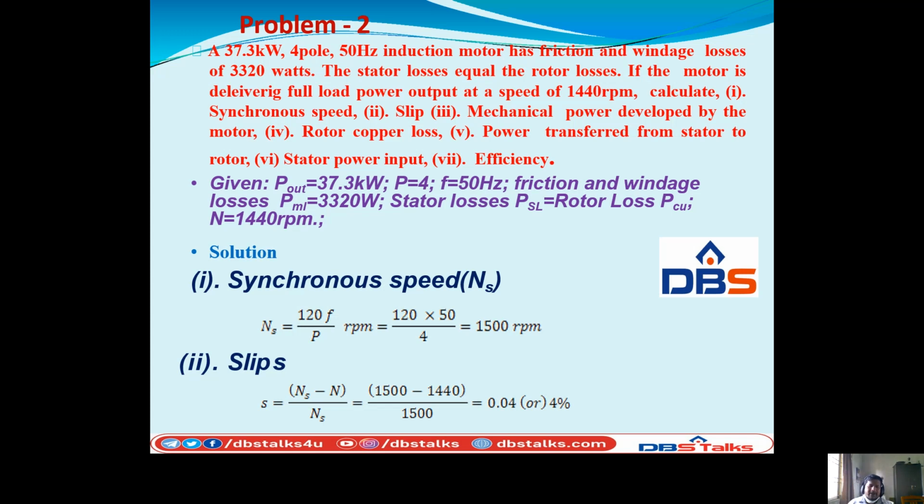Another problem: a 37.3 kilowatt 4-pole 50 Hz induction motor has friction and windage losses of 3320 watts. The stator losses are equal to the rotor losses. If the motor is delivering full load power output at a speed of 1440 rpm, calculate first, synchronous speed; second, slip; third, mechanical power developed by the motor; fourth, rotor copper loss; fifth, power transferred from the stator to rotor; sixth, stator power input; seventh, efficiency.